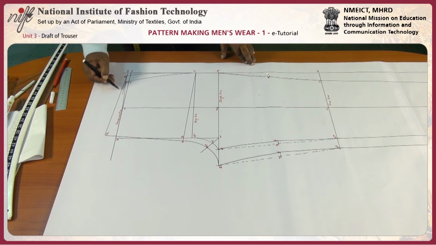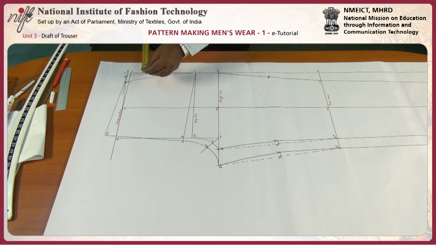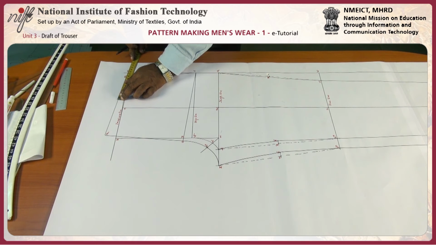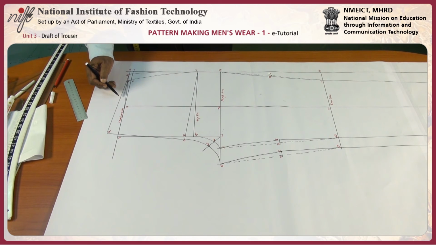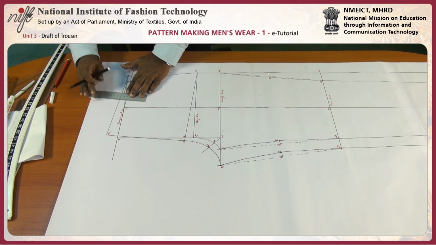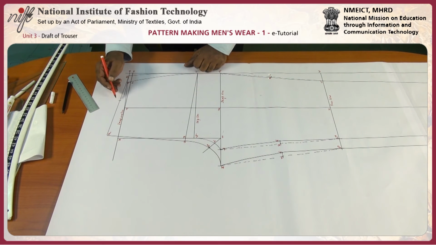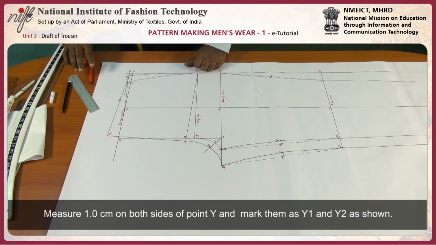This PQ line is the waist arc line of the back leg, where we are going to place the dart, which is placed from Q to Y 10 centimeter. This 10 centimeter is half of P and Q plus 1 centimeter. Point Y. Measure 1 centimeter on both sides of point Y and mark them as Y1 and Y2 as shown.